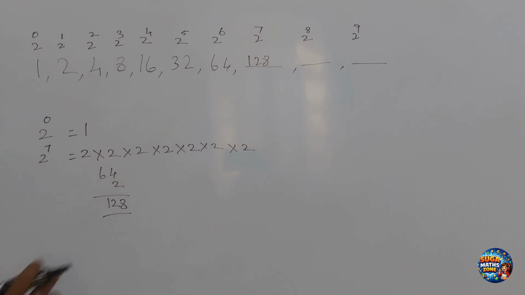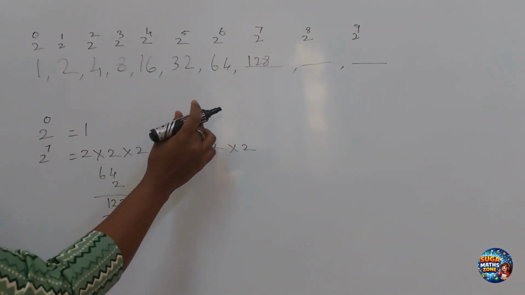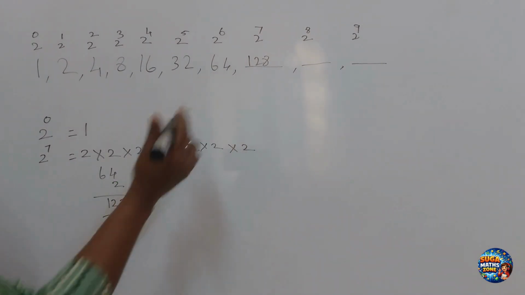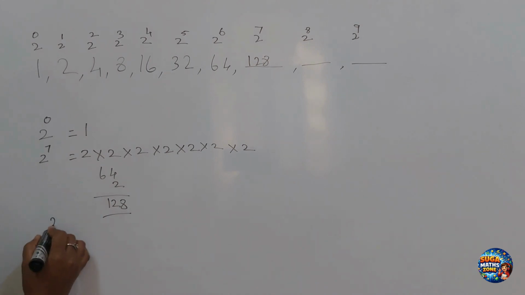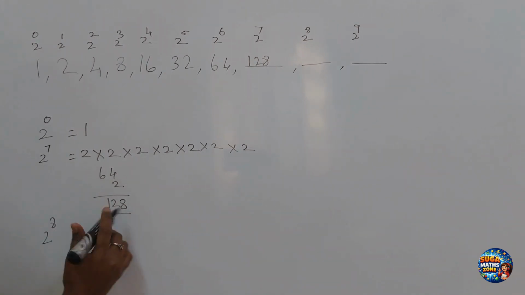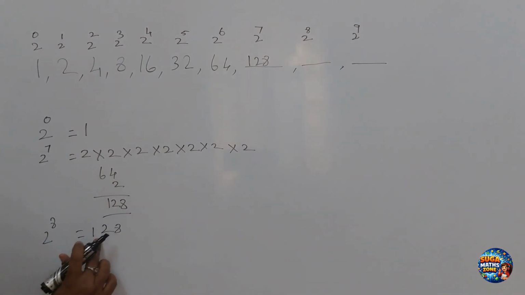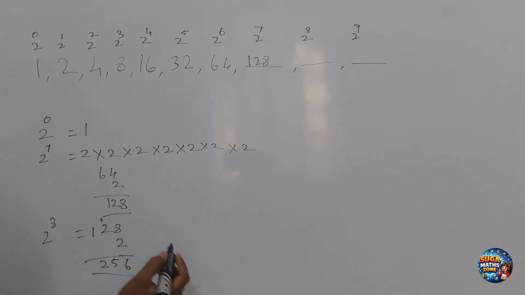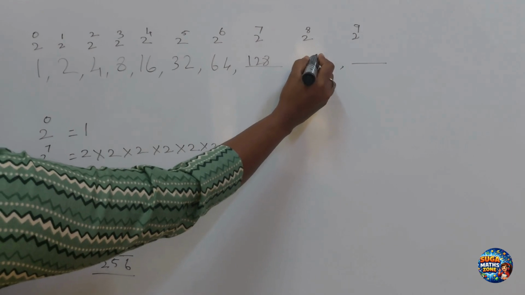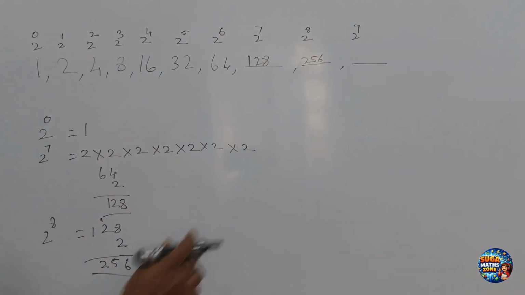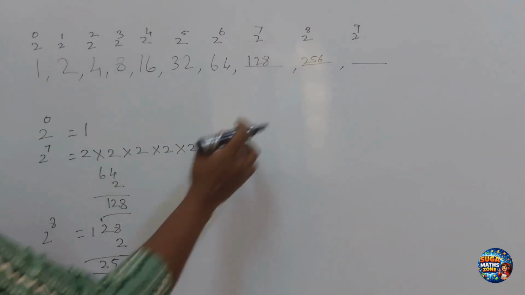So you can directly find the next number: just multiply the previous number by 2. So 2 power 8 means 2 power 7 is already 128. So this number is multiplied by 2 and you can find 2 power 8. 8 2s are 16, remaining 1. 2 2s are 4, 4 plus 1, 5. 2 1s are 2. So 2 power 8 is 256.